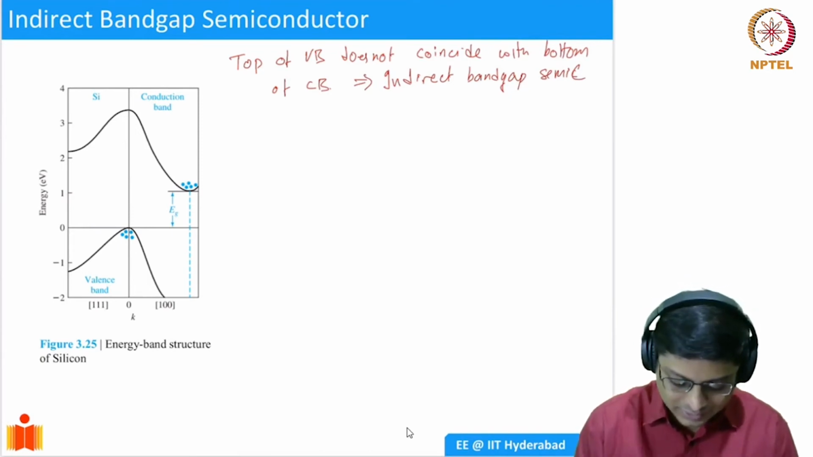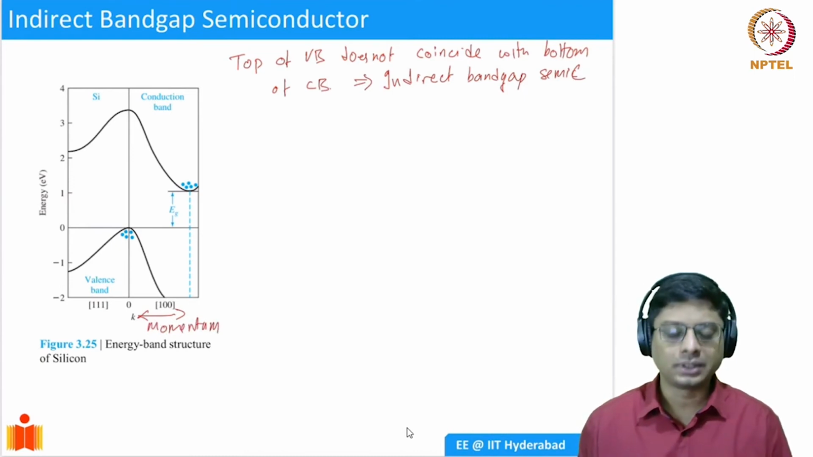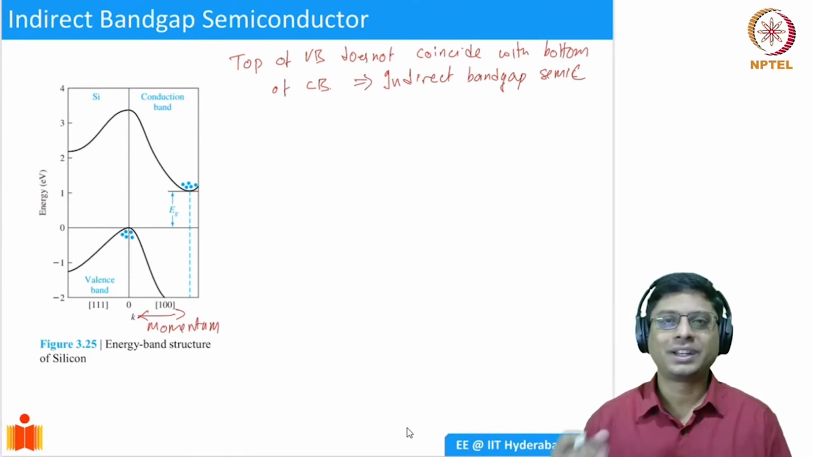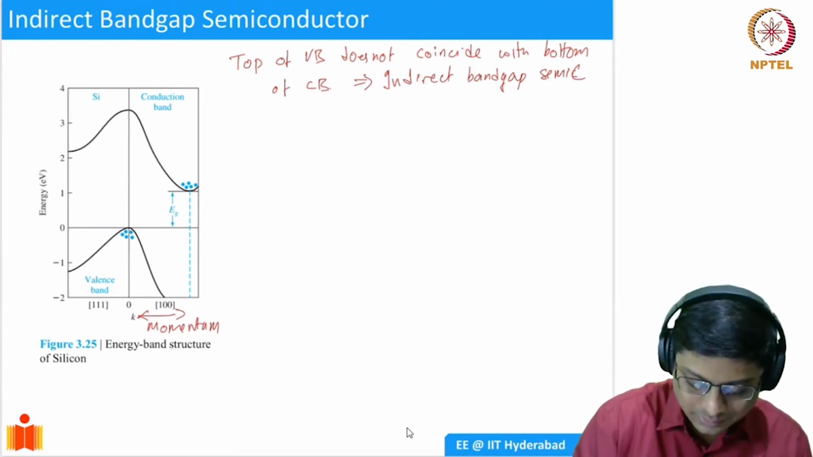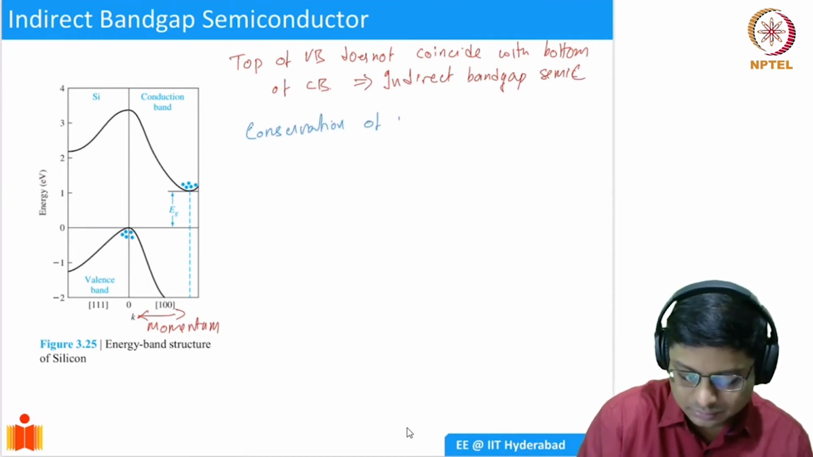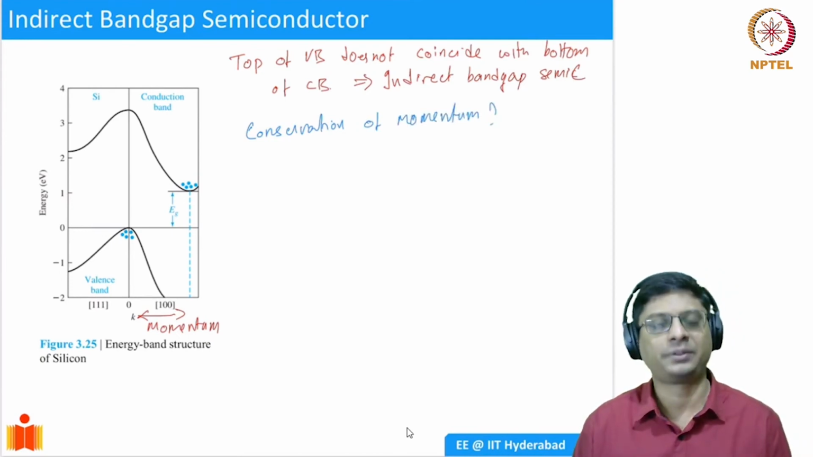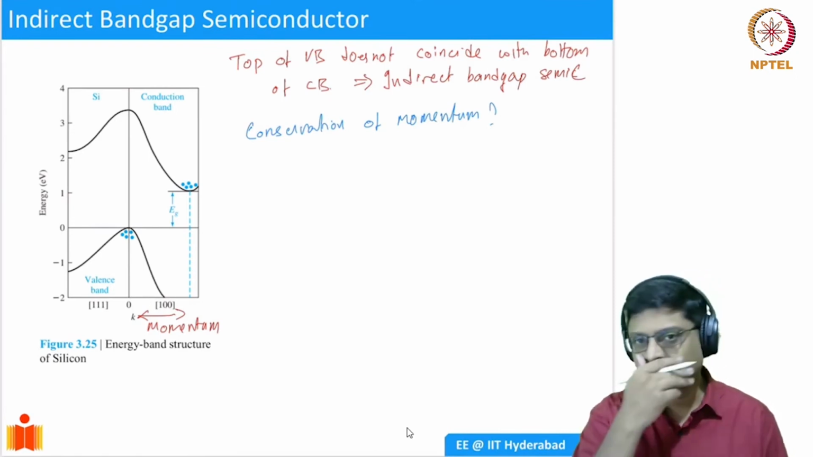What essentially it means is that there is a difference in the momentum. We know from our classical physics there are two conservation laws: one is conservation of energy and the other one is conservation of momentum. So will the conservation of momentum be satisfied? If it is not satisfied, the transition is not likely to happen. So how do we write conservation of momentum?